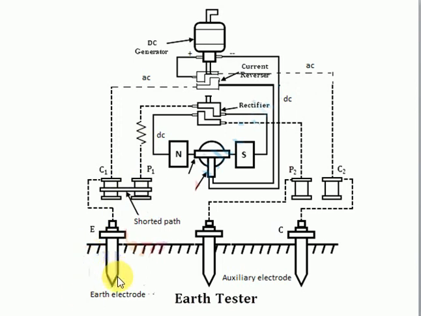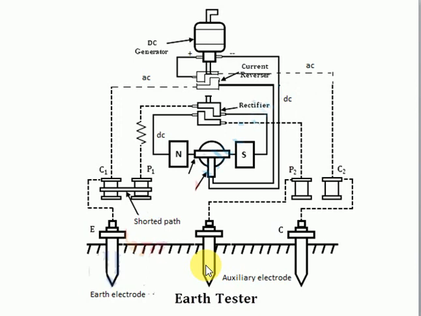These electrodes are placed 12.5 and 12.5 meter distance from each other, for example. The electrode which is connected to the current coil is placed far away from this earth electrode, and this one is placed in between these two electrodes. This is the electrode which is connected at the potential terminal or pressure terminal. So this way we can measure the resistance.